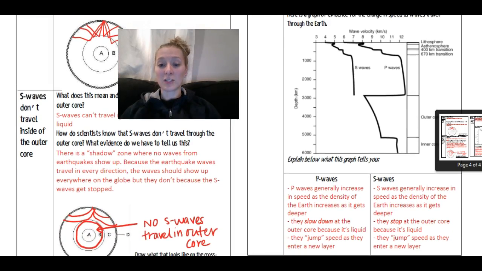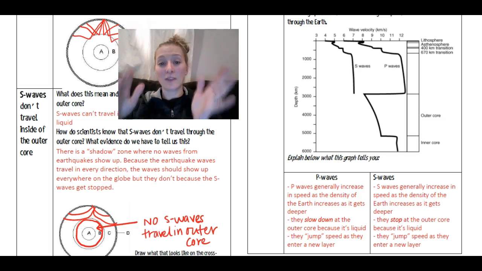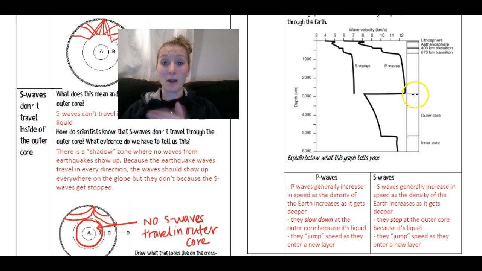So what is actually happening? I've got a couple different things. Let's start with the P wave. So the P wave, generally the speed is increasing. It gets faster and faster and faster the deeper it gets. But what happens is they slow down at the outer core. So this line here is a boundary line between the mantle and the outer core, and it dramatically decreases its speed at this point.